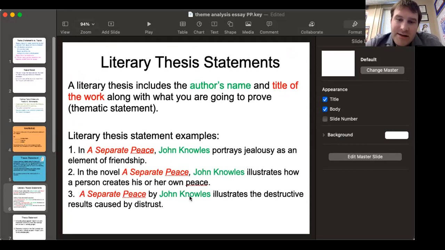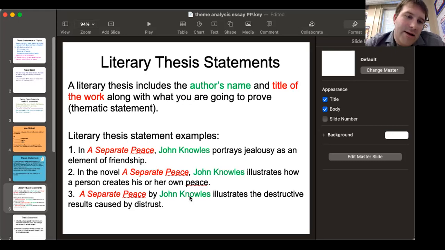In the novel A Separate Peace, John Knowles illustrates how a person creates his or her own peace. A Separate Peace by John Knowles illustrates the destructive results caused by distrust. All of those are literary statements. All of those work very well.